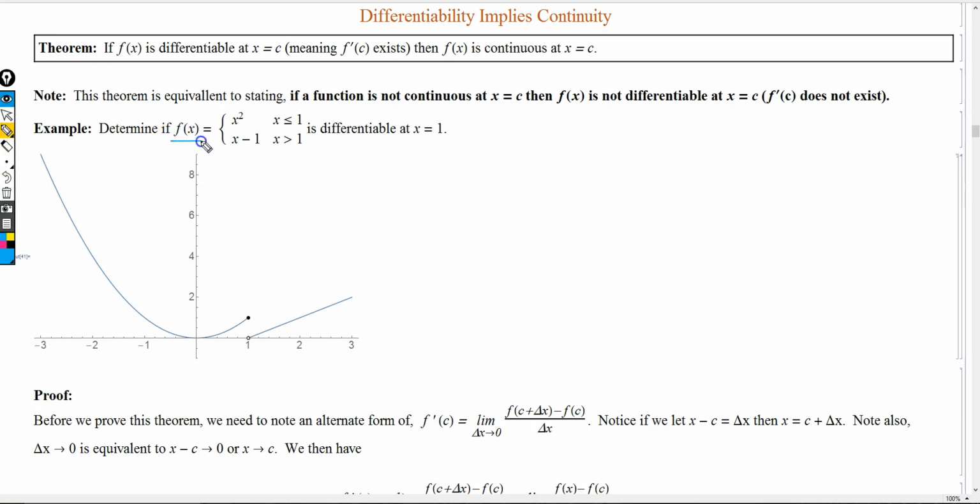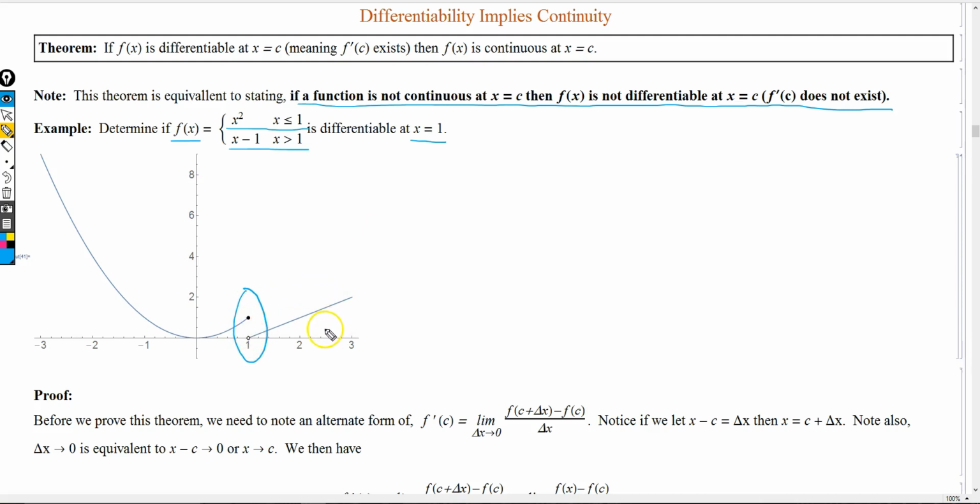So we have a function f of x. It is a piecewise defined function. It's x squared for x less than or equal to 1, x minus 1 for x greater than 1. And we want to determine if this function is differentiable at x equaling 1. Well, if we look at the graph of the function down here, we see that the function has a break discontinuity at x equaling 1. So by our result right up here, this function cannot be differentiable at x equaling 1. So f prime of 1 does not exist because of this break discontinuity.